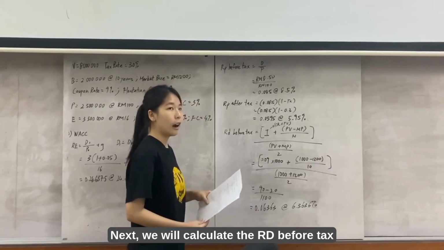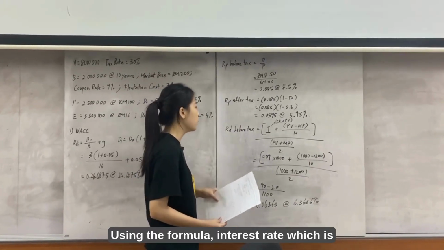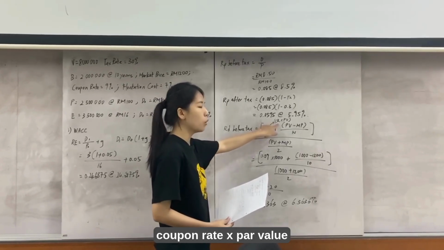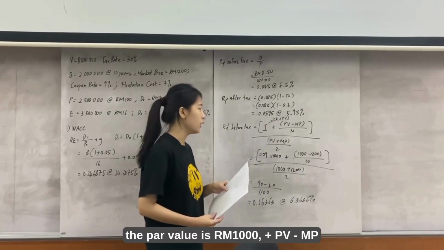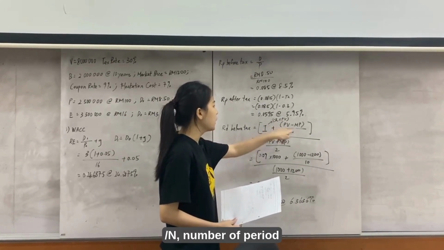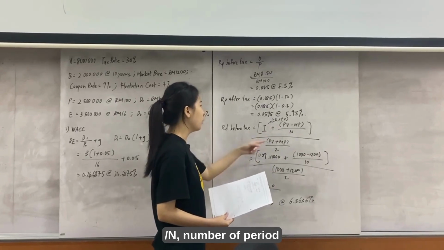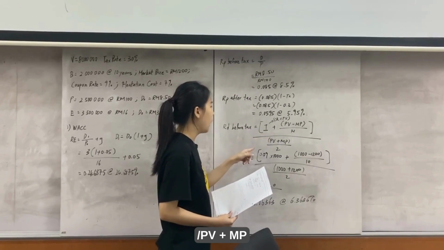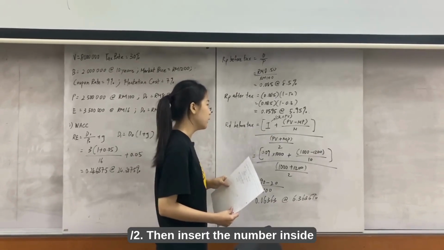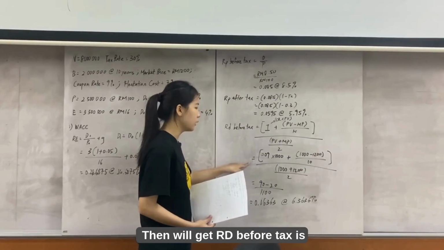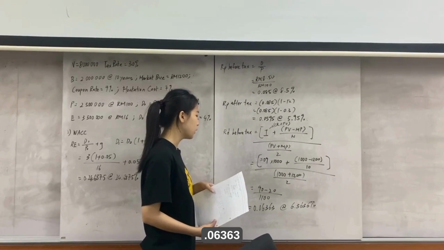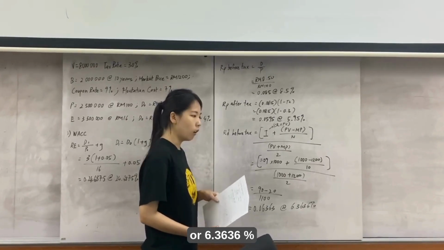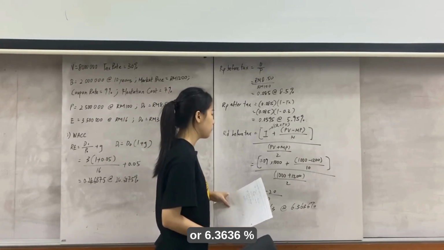Next, we will calculate the RD before tax using a formula: interest rate, which is coupon rate times par value. The par value is 1,000 ringgit, plus par value minus market price divided by number of period, divided by par value plus market price divided by 2. Then we insert the numbers inside, then we will get the RD before tax is 0.06363 or 6.3636%.